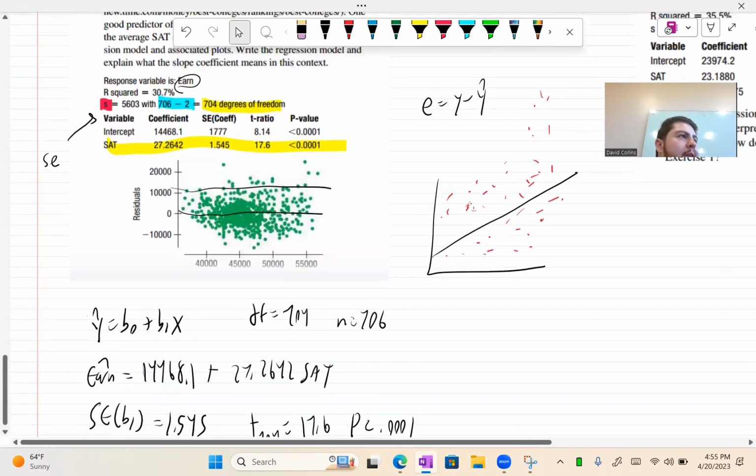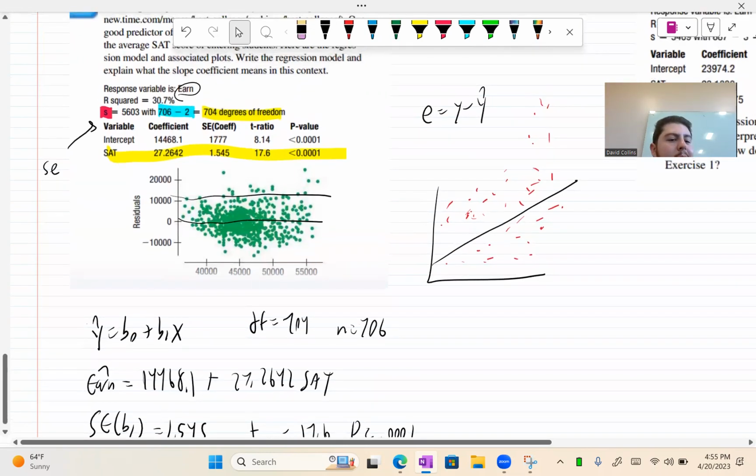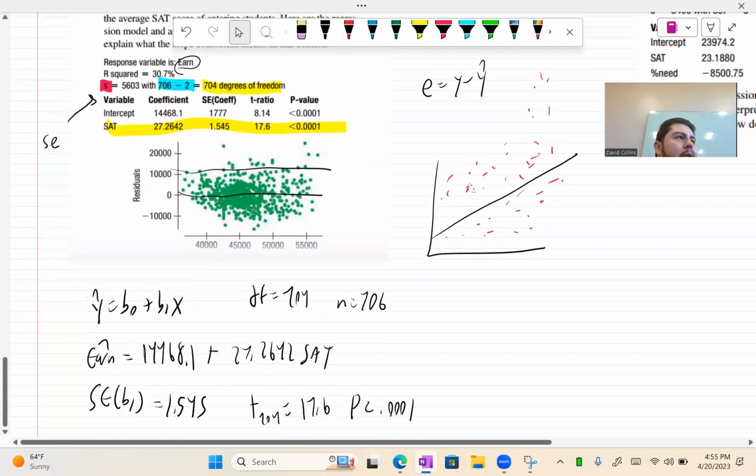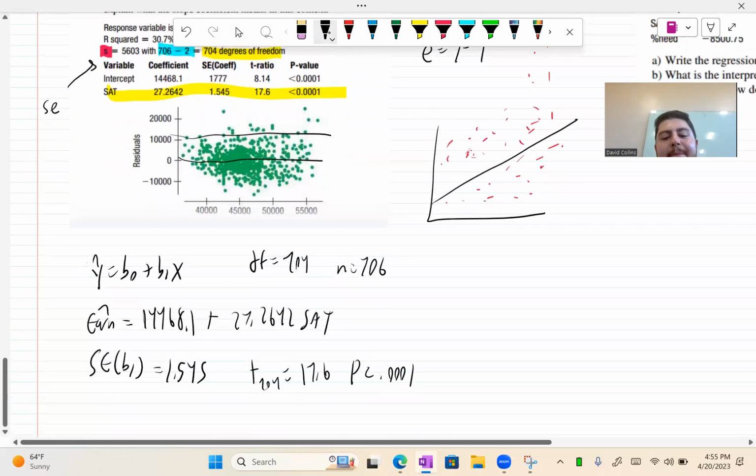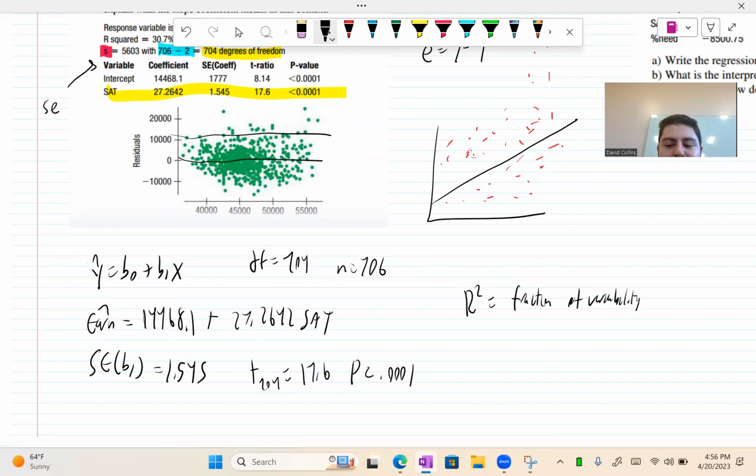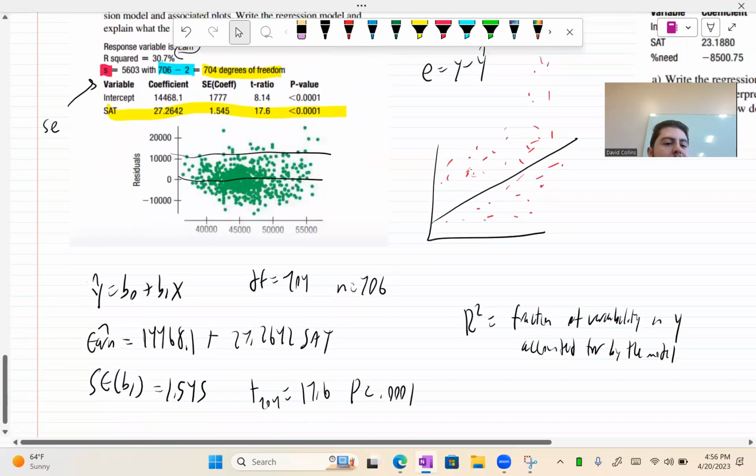Any questions on how I interpreted this table? Because this is important. So S is your standard deviation of the residuals. Do you guys remember what R squared is? R squared is the fraction of variability in Y accounted for by the model. So only 30.7% is accounted for by the model.